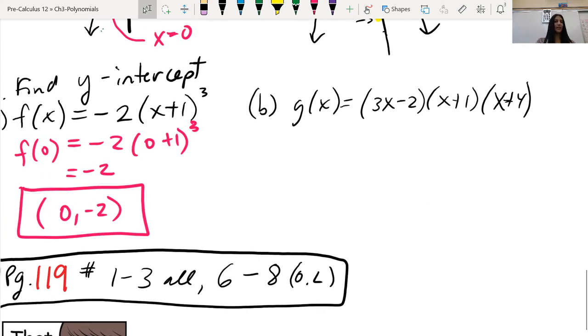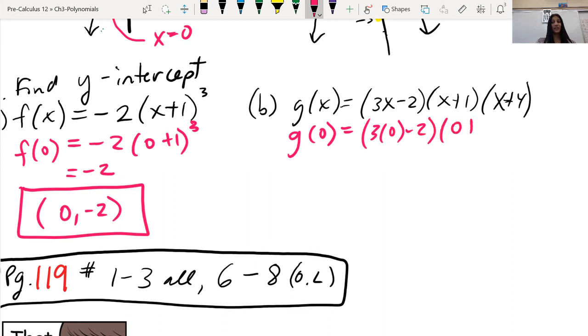Looking at part B, same idea. If we're looking for the y-intercept, we know that that means plug in 0 for x. You don't have to write out every single little step, but I just want to make sure that it's super clear for you in your notes, so I am writing out every single step. But ultimately, you want to plug in that 0.